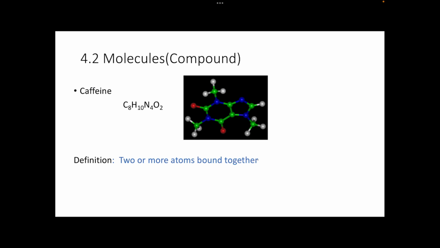This is my favorite molecule, which is caffeine. So caffeine is right here. You can see this is the molecular formula right here. So the definition of a molecule is two or more atoms bound together. So if you have two or more atoms and have a chemical bond between them, that is a molecule. So caffeine, you can see here, has a lot of different atoms bound together. You do not have to have a lot of atoms bound together. You can only have two bound together, and that is still a molecule.